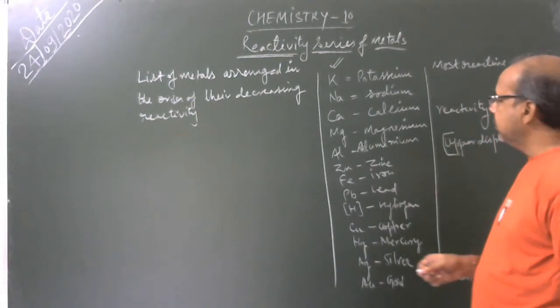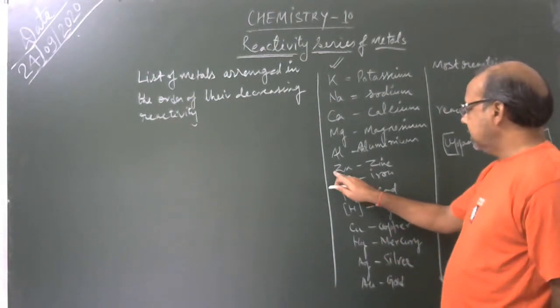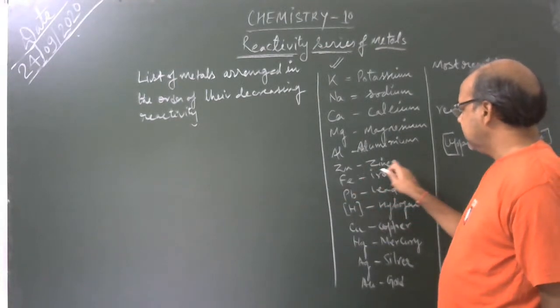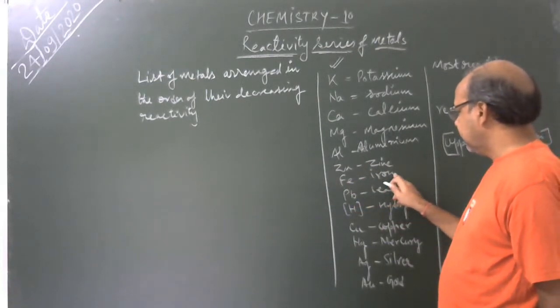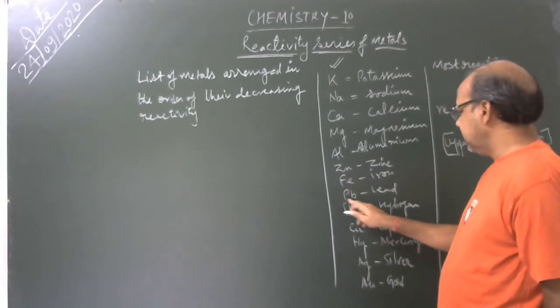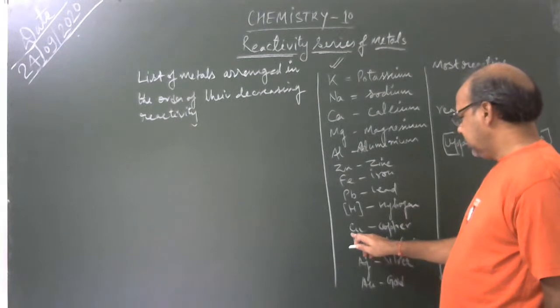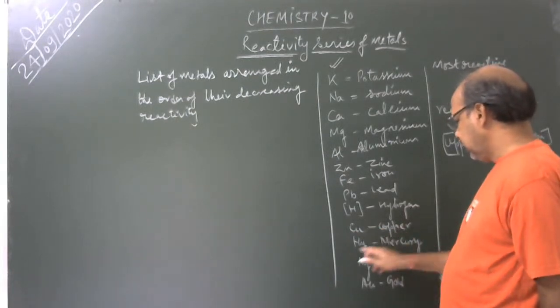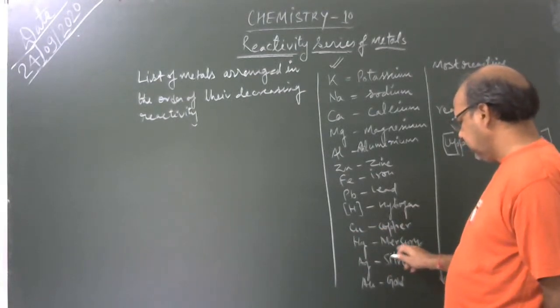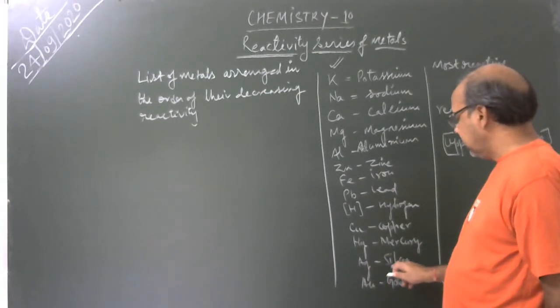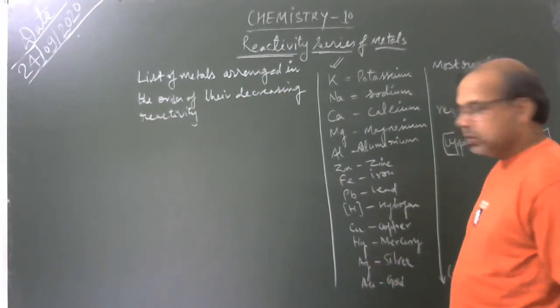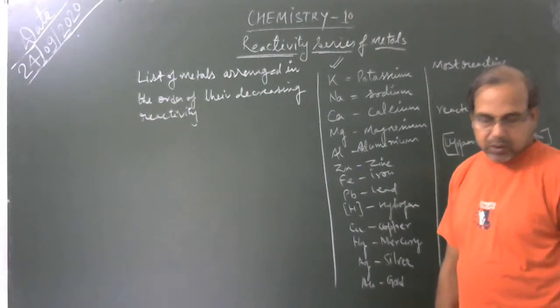You should know the symbol of each and every element. Zn is the symbol of zinc, Fe is the symbol of iron, Pb is the symbol of lead, H is the symbol of hydrogen, Cu is the symbol of copper, Hg is the symbol of mercury, Ag is the symbol of silver, and Au is the symbol of gold.